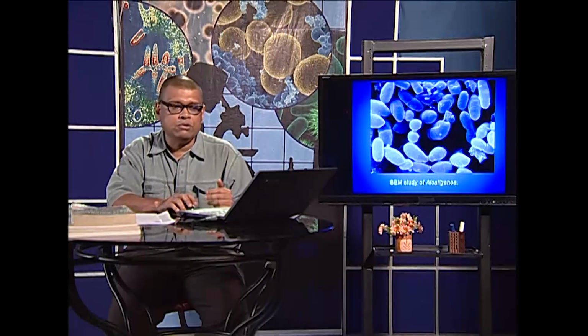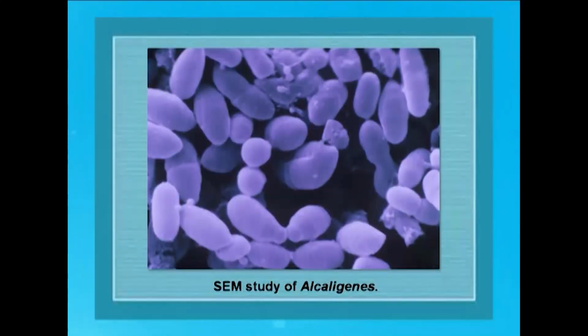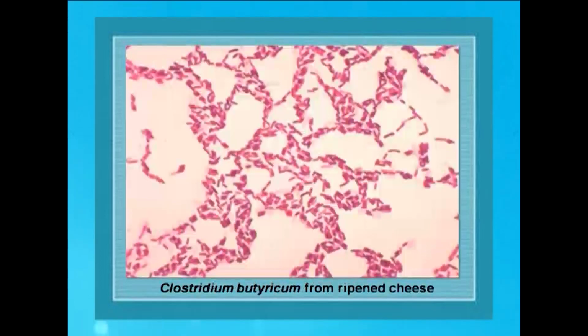And when it comes to Alcaligenes, Alcaligenes apparently will not cause severe infection, but may cause stomach upset when it is inside the human body. Clostridium butyricum is present in ripened cheese, and it produces butyric acid, which is reducing the pH and harmful for the gut or intestine.